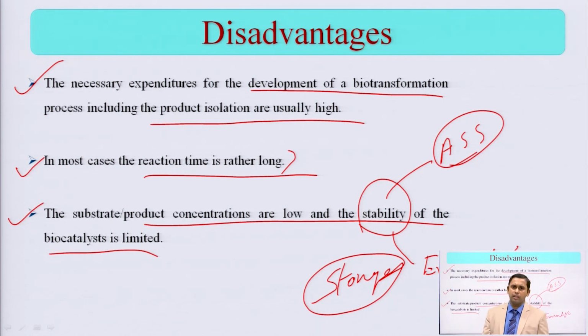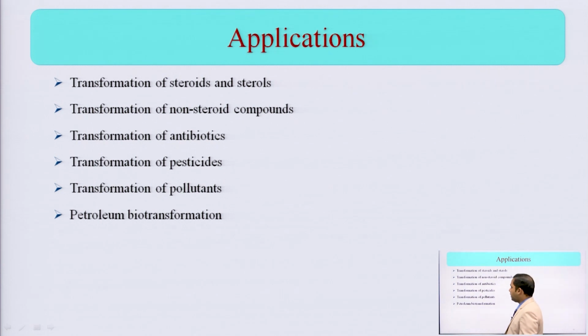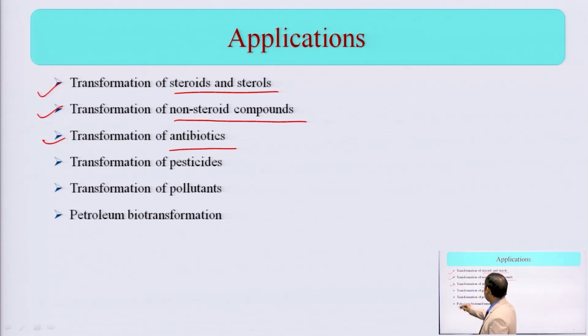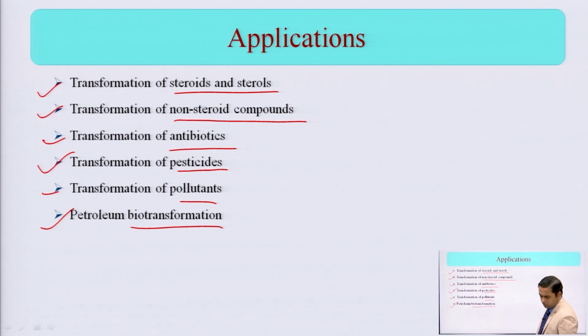Okay. Now, where are we using this kind of biotransformation? We can use it in the transformation of various kinds of steroids and sterols. We also use biotransformation for the transformation of non-steroid compounds, also transformation of various antibiotics, also transformation of various pesticides, pollutants and also petroleum biotransformation. Can you see? So, almost every area is covered. So, we are using it in those areas.